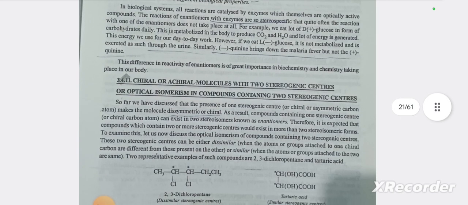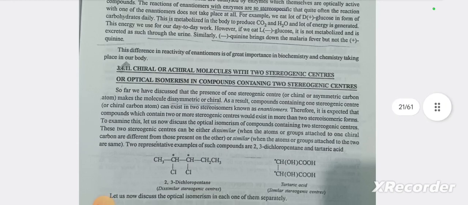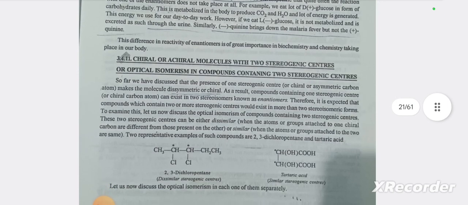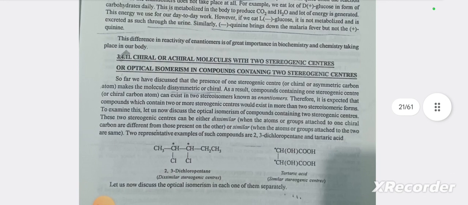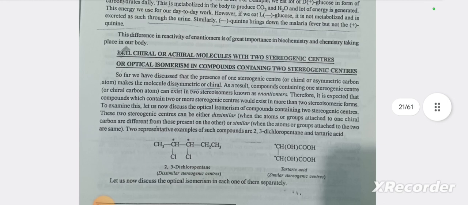In biological systems, all reactions are catalyzed by enzymes, which themselves are optically active compounds. The reaction of enantiomers with enzymes is so stereospecific that quite often the reaction with one of the enantiomers doesn't take place at all. For example, we eat a lot of D-plus glucose in the form of carbohydrate daily. This is metabolized in the body to produce carbon dioxide and water, and a lot of energy is generated. This energy we use for our day-to-day work.